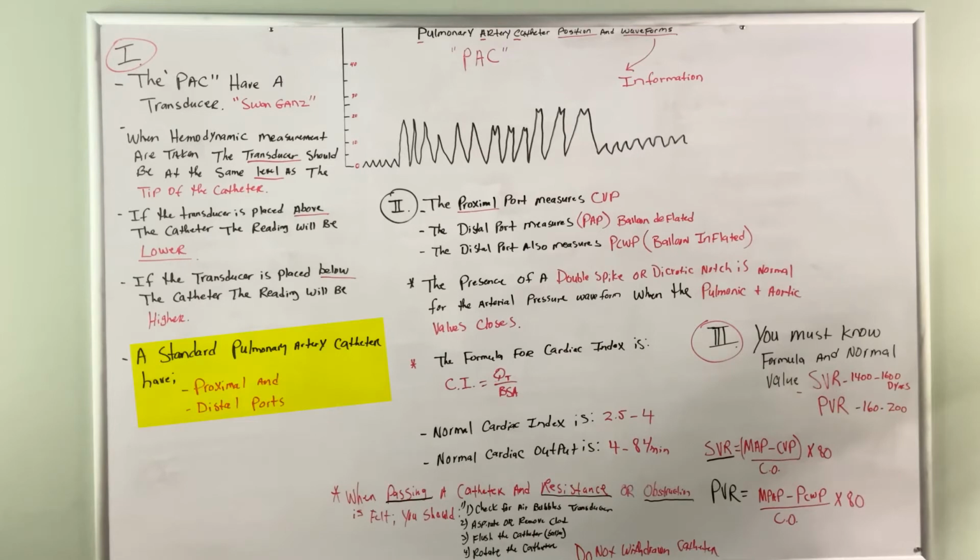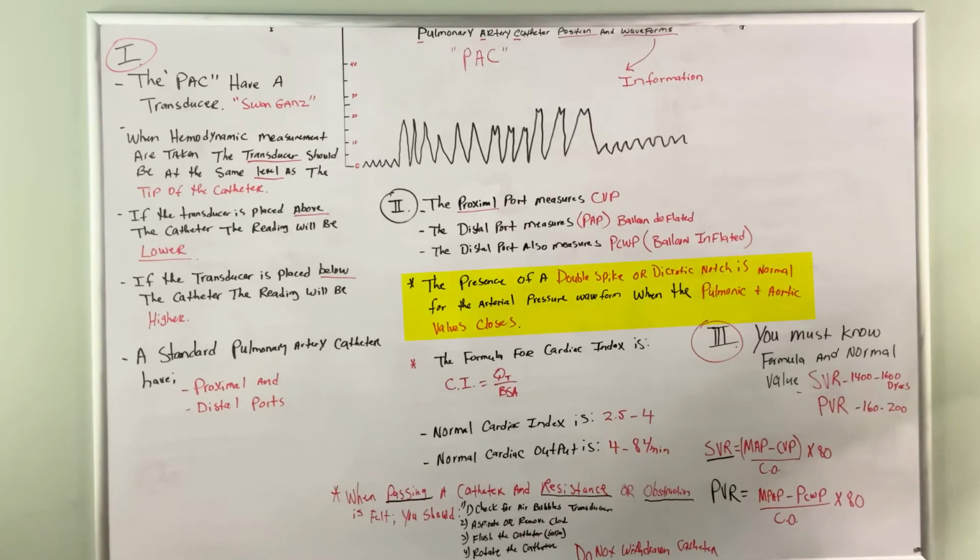A standard pulmonary artery catheter has a proximal and distal port. Roman numeral 2. The proximal port measures the central venous pressure. The distal port measures the pulmonary artery pressure with the balloon deflated. The distal port also measures the pulmonary capillary wedge pressure, but then the balloon is inflated. Whenever you inflate the balloon on the tip of the catheter to get that wedge pressure, or the PCWP, you get the pressure and you immediately deflate that cuff.